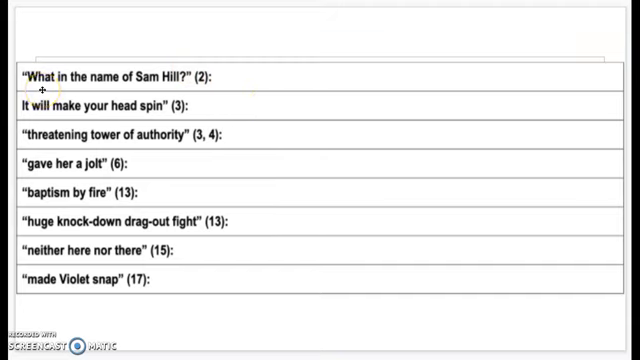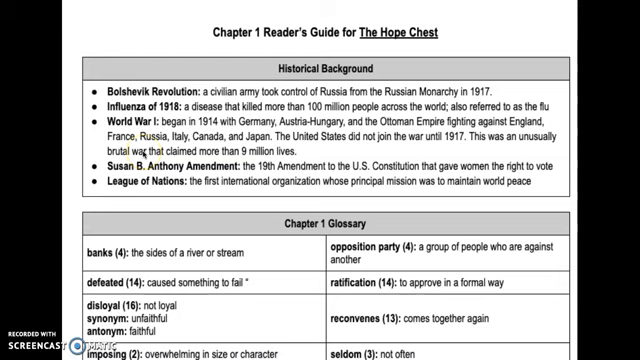Let's start with the first one. You should be in your Elevate book, and I'd like you to turn to this page. It's called Chapter 1, Reader's Guide for the Hope Chest. And here we have a historical background of what was happening in history at the time that this book was written.